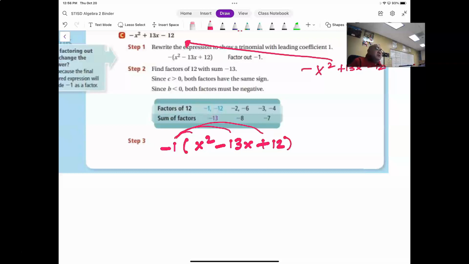Now, you are going to find the factors of 12. In this case, we have negative 1 times negative 12. That gives us negative 13. So the factors will be x minus 1 times x minus 12, and that's how you would factor x squared minus 13x plus 12.